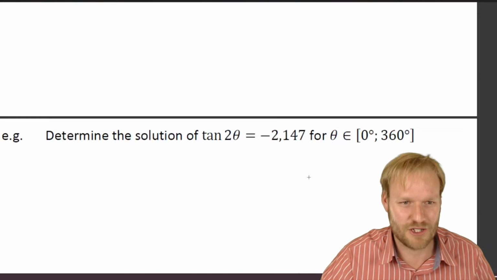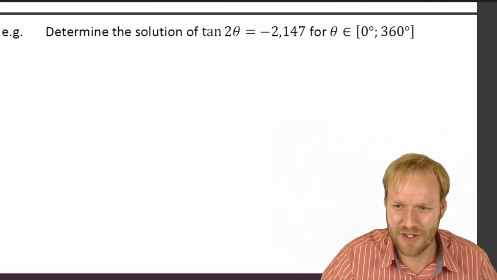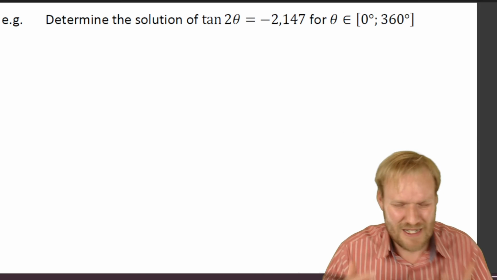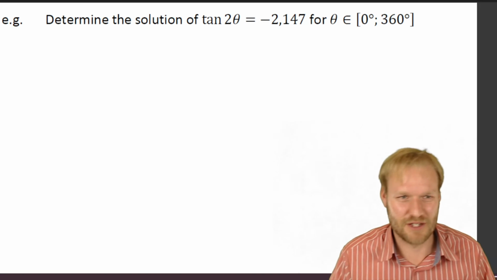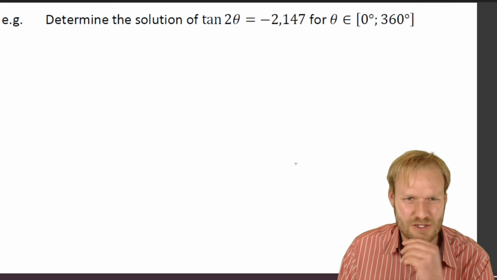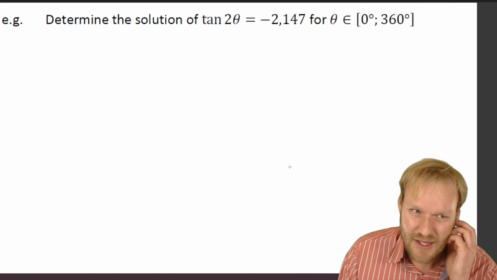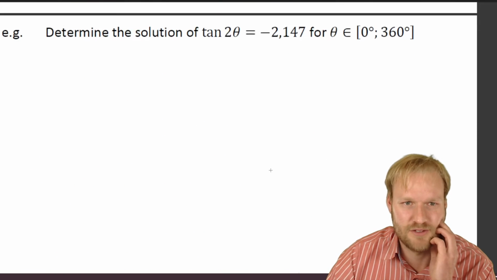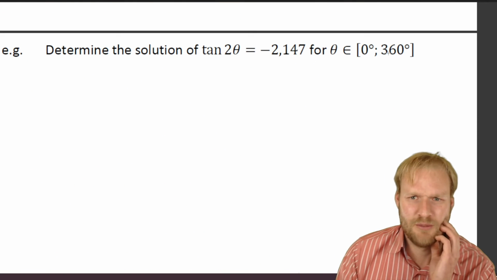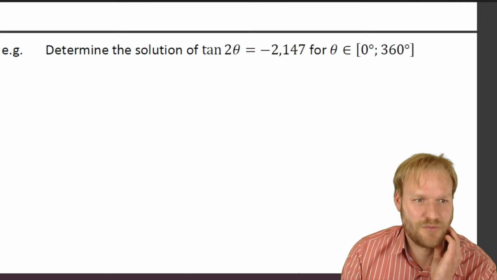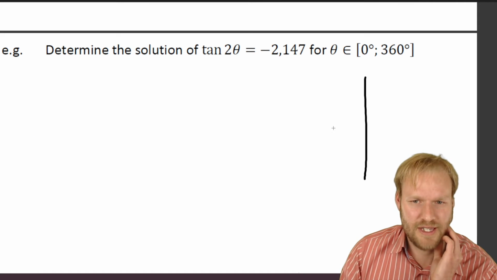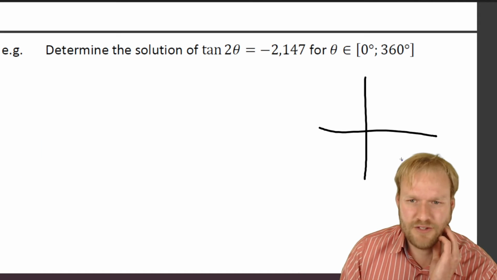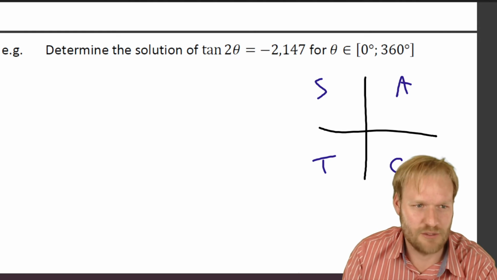Okay, last one. I know it's been kind of a longish video, but as I said at the beginning, we're getting to grips with quite a few things here. So our last bit, tan 2 theta equals minus 2,147, between 0 and 360. Okay, so again, we've got a couple of things here for reference. So I'm going to keep the video going, not hit pause.